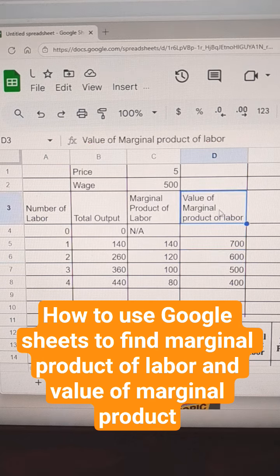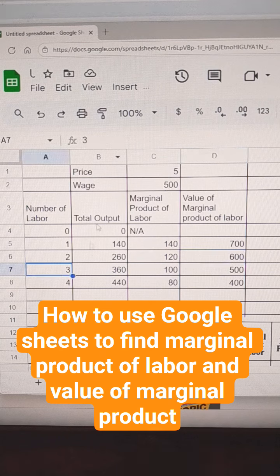And I'm always going to hire a worker whenever the value of the marginal product of labor is higher than the wage that I'm paying them. So this worker is worth 700. I pay them 500. I want that worker. This worker is bringing us 600. I pay them 500. I want that worker.